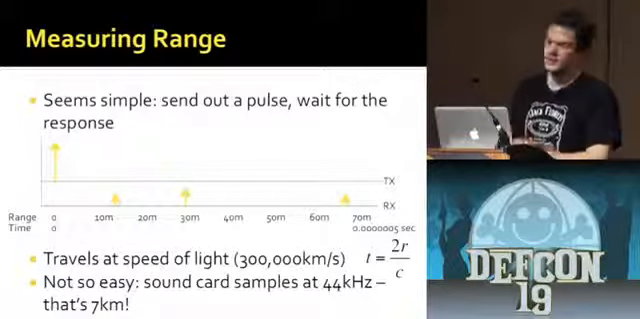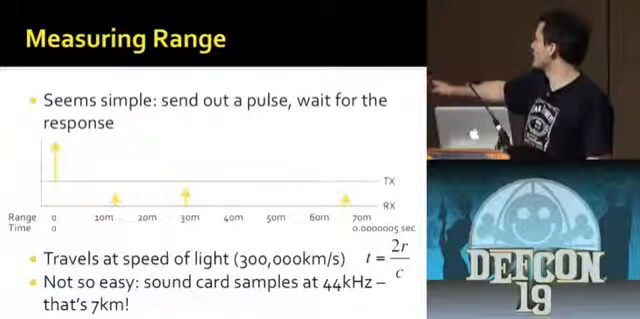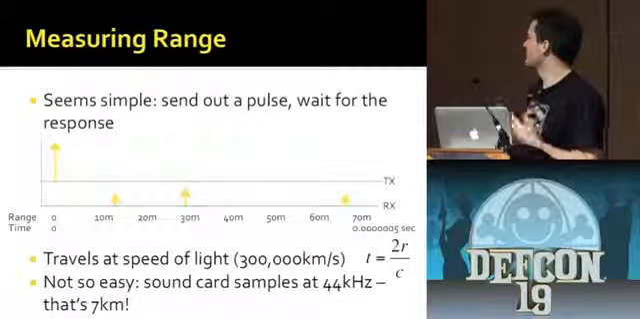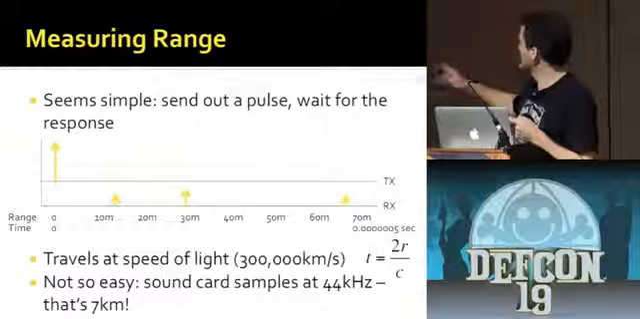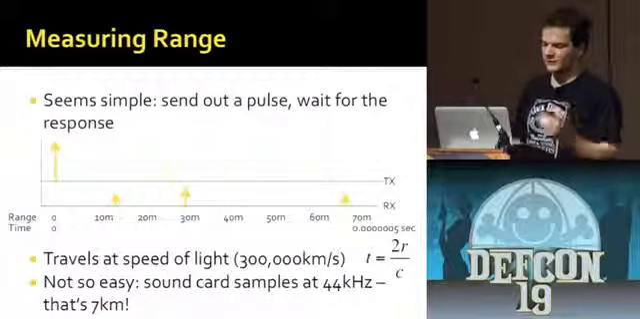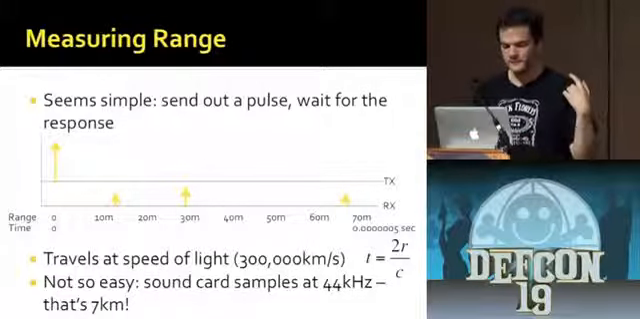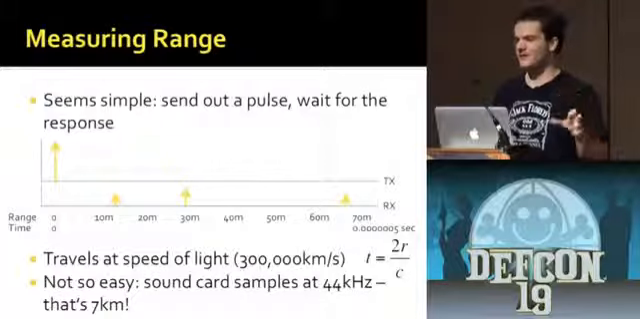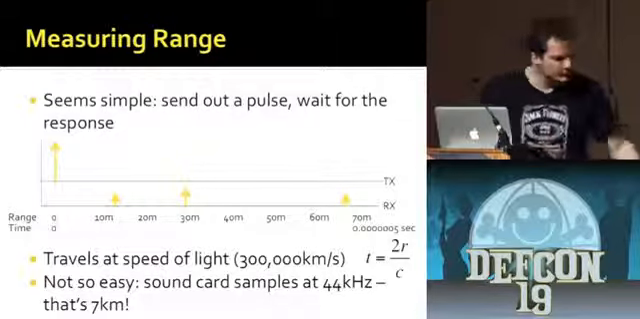And the reason that this is hard is because the waves travel really fast. They travel at the speed of light. So we have this equation. The time it takes to get back is 2 times the distance, because it has to go there and come back, divided by the speed of light. Which means that at 70 meters, we're talking about, I guess, 500 nanoseconds of time, which is pretty hard to measure if you want to do it easily. So if you're using a sound card, for instance, which is what the original version of this thing actually used to sample, that 44 kilohertz sample rate corresponds to a 7-kilometer distance in space, in range. So that's probably not going to work for most systems.